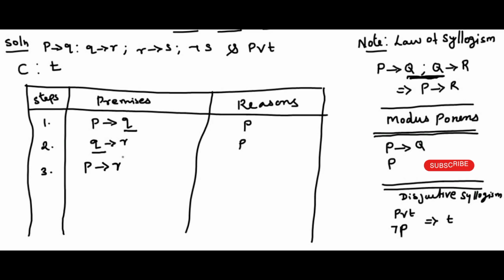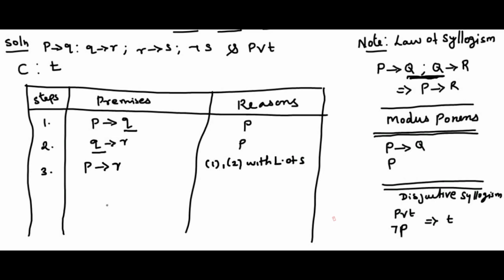If I consider the second and third premises here, you get another different answer, but in the final answer we get only T. You can choose any premise first. That is your choice. What is our target? We need to prove only T. So what is the reason? Using step number 1 and step number 2 with the law of syllogism, we get this answer.